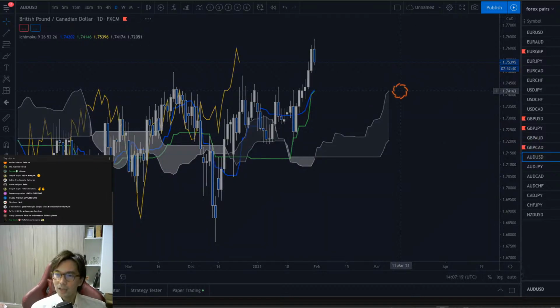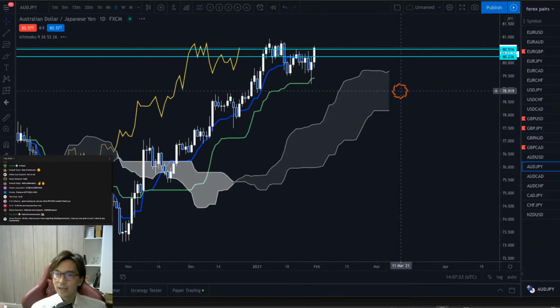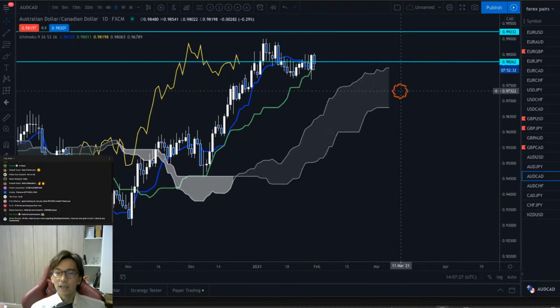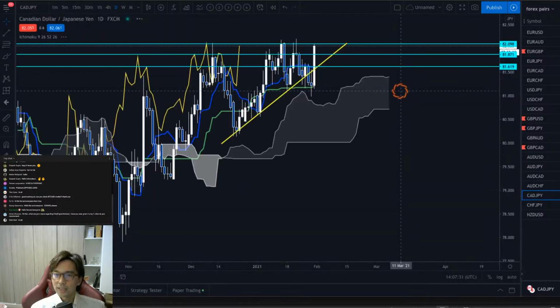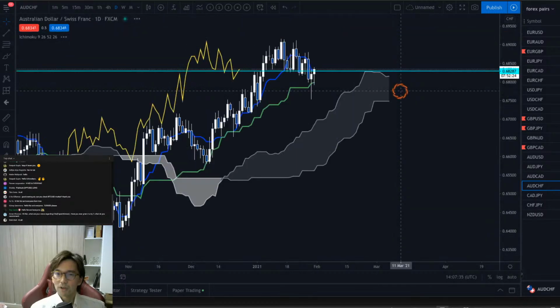And all these AUD pairs are flat ranging. AUD USD flat, and AUD JPY also flat ranging. AUD CAD daily chart is also ranging, and AUD CHF ranging. So all these AUD pairs are ranging at the moment, so I'm not really looking for the buy chance.